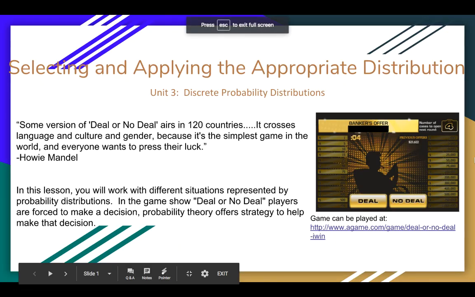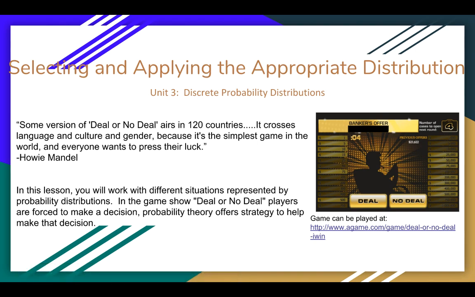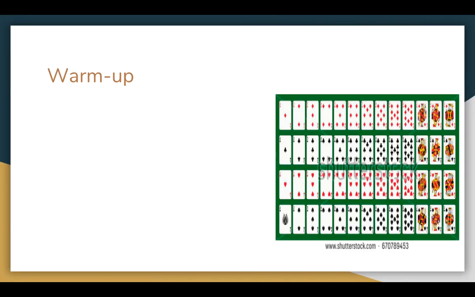Okay, hello class. Today we're going to be looking at different distributions and when to pick the right one. I'm going to start with this fun question about Deal or No Deal. Deal or No Deal will be one of our examples of distributions, one that we've already seen. It also shows, back to the big idea, using probability to make decisions. Expected value is going to be a big part of that, but really what we're doing here is making a decision about which probability to pick.